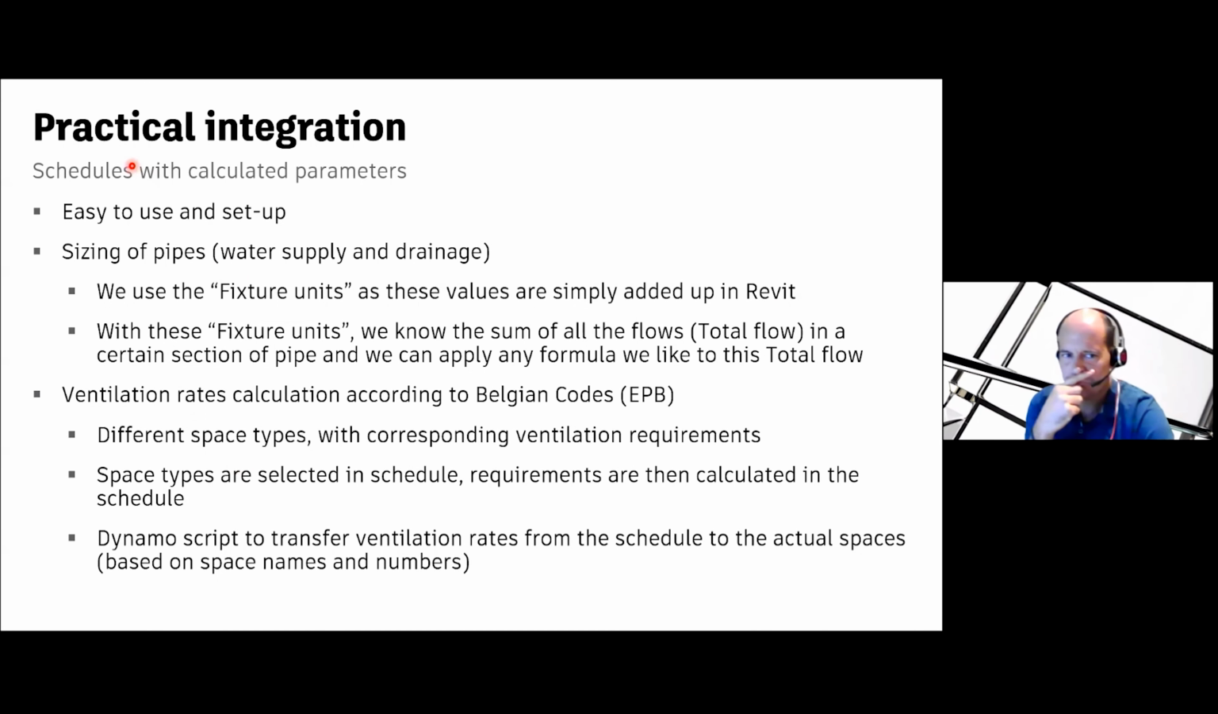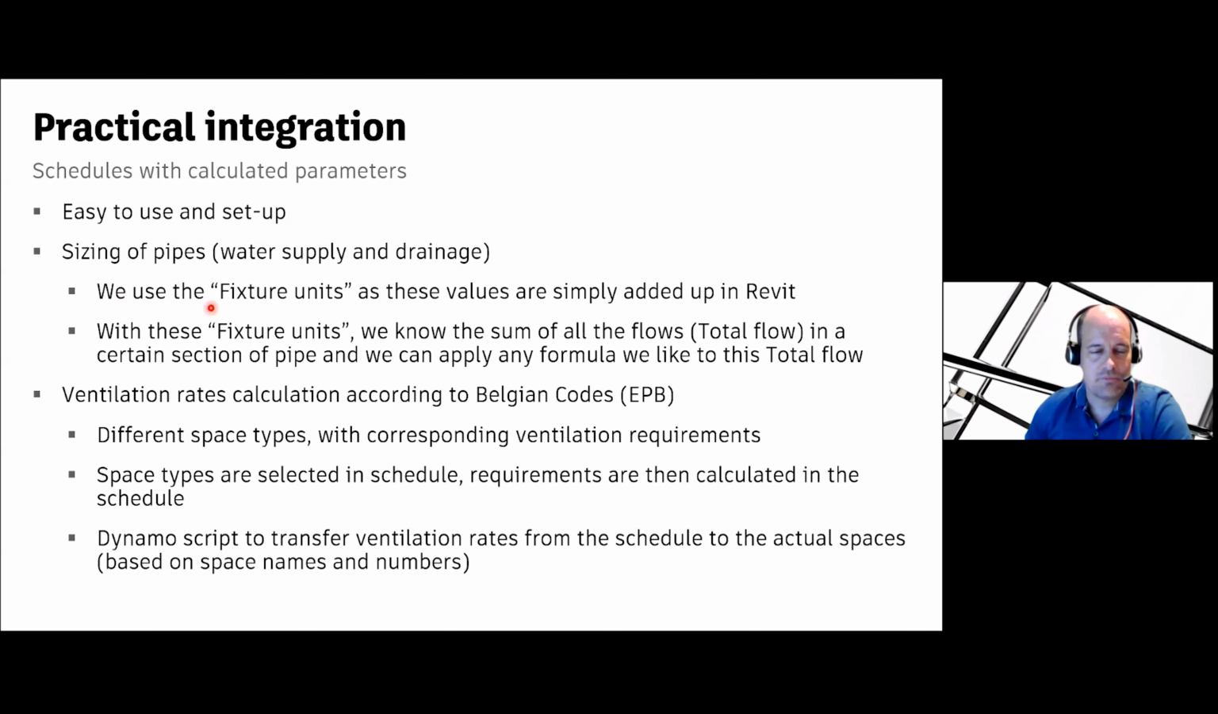So the first one that I want to show you is how we work with schedules to do engineering calculations. It's, in our opinion, very easy to use and set up. If you can create a schedule in Revit with a calculated parameter, then you can set up a schedule like this. Of course, you need to know the formulas to use, and you need to have some common sense to apply them correctly. We use them for two situations currently: sizing of pipes for water supply and water drainage, and also for the calculation of ventilation rates according to the Belgian codes, which is EPP.